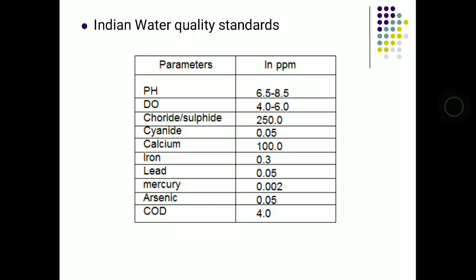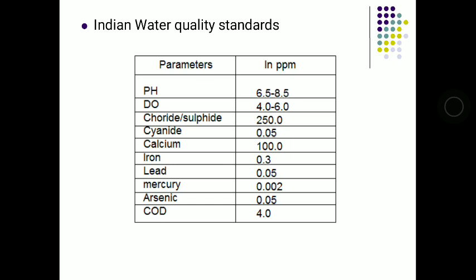So this is a very, very important slide over here. That is the parameters of water quality standards in India, right? IS 10500:2012 standards. pH 6.5 to 8.5 should be there, not 7. It is neutral. If you drink water which has a pH of 7, you will vomit. DO of 4 to 6, chloride or sulfate of 250 ppm, calcium of 100 ppm, ppm is nothing but mg per liter, milligram per liter. So iron 0.3 mg per liter, lead is 0.05 mg per liter. That is the permissible limit, okay, not the desirable limit, permissible limit, and so on and so forth.